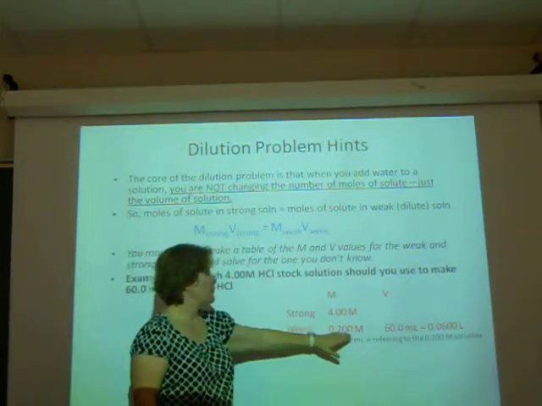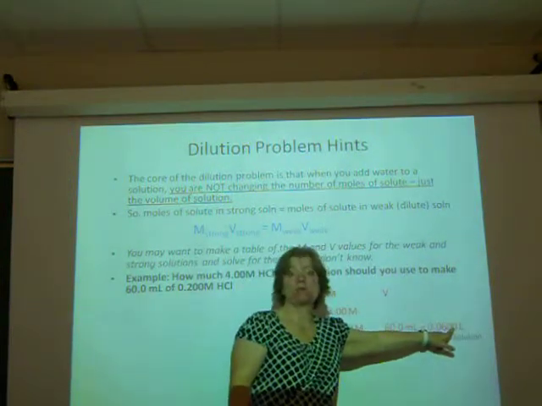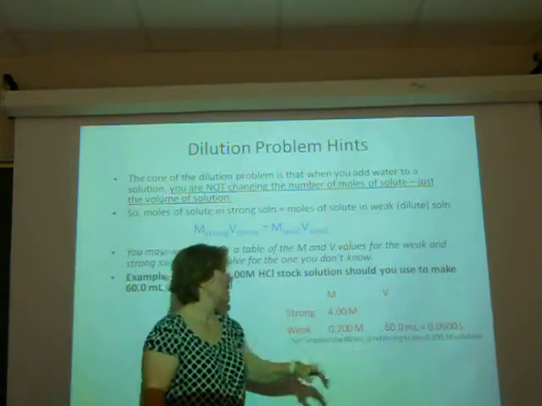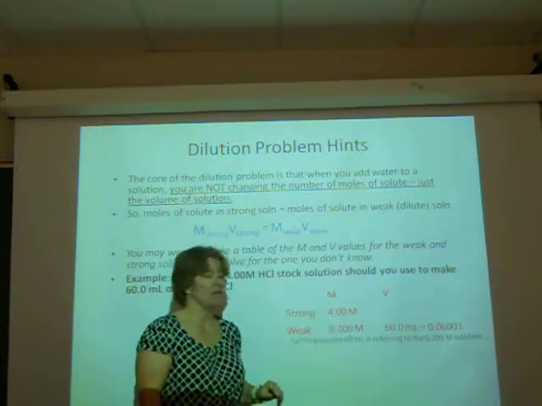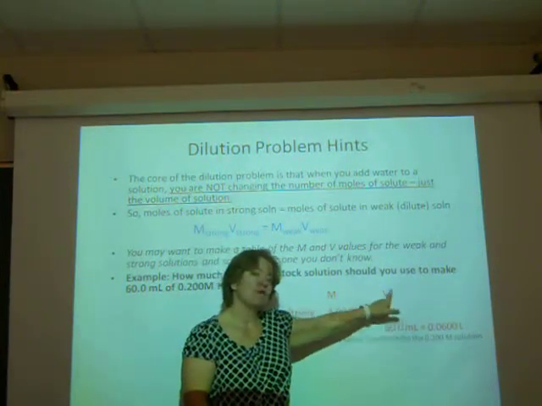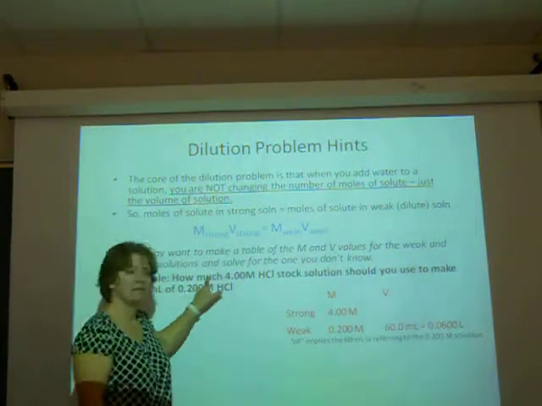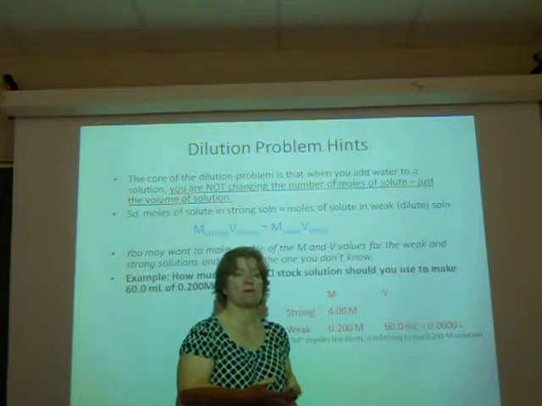So I'm going to put the 0.200 molar and the 60 milliliters, which is really 0.0600 liters, in the weak: this is the molarity, this is the volume. That means that this 4 molar HCl is the molarity of the strong. So the thing that I should be solving for is the volume of the stock solution. Let's reread. How much, that's volume, solution should you use?